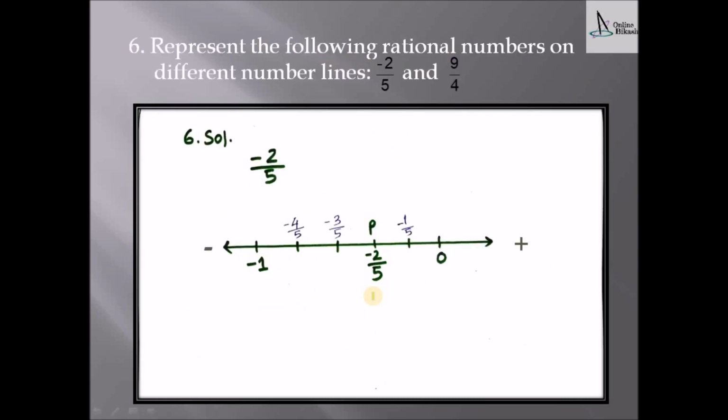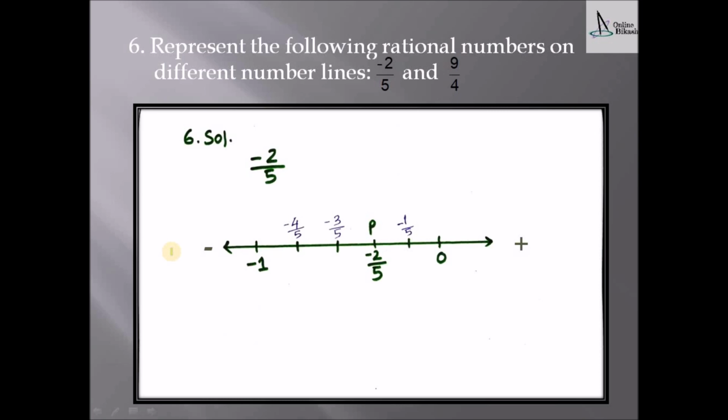Represent the following rational numbers on different number lines. Many students are finding it difficult. They are unable to solve this maths. I think it is because it is the first time they are getting this kind of number to put on the number line. That's why they are finding it difficult. No matter. First of all, minus 2 by 5. We have to represent these two rational numbers on two different number lines.